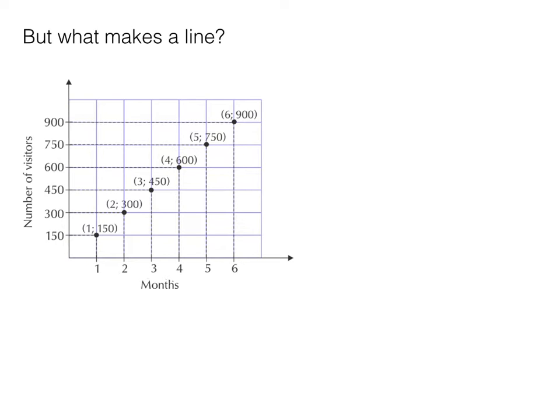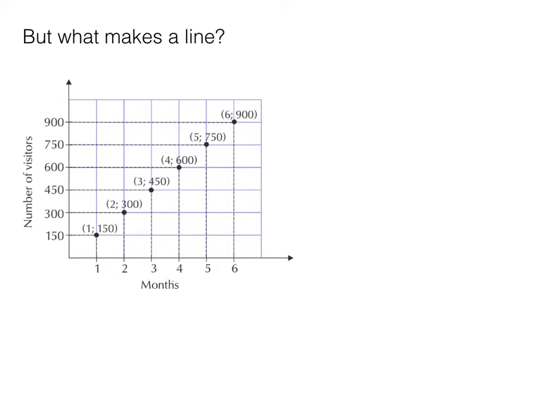But what makes a line? Well, this is a little bit harder to explain. But you can see that these points on this graph form a straight line. How do we know they form a straight line? They seem to line up. But maybe they were off by just a little bit and they just appeared to be all lined up. Let's try to find out.